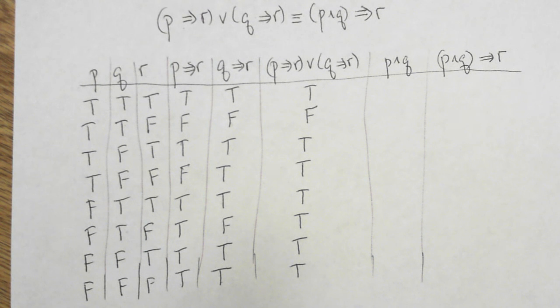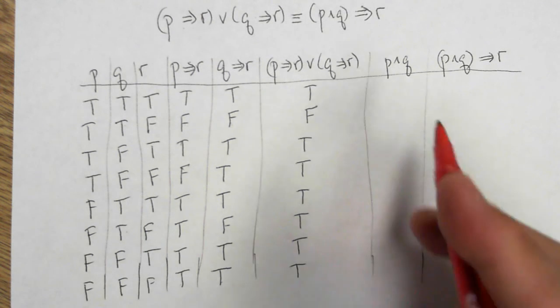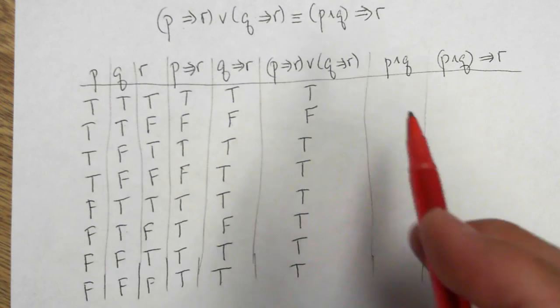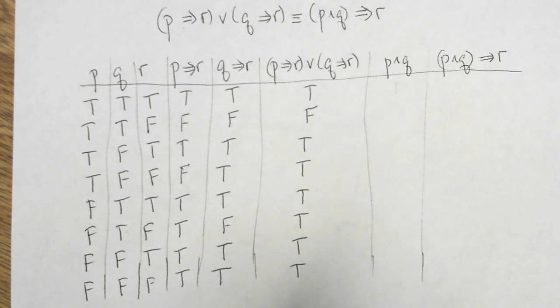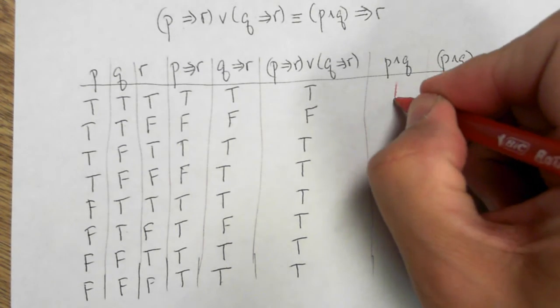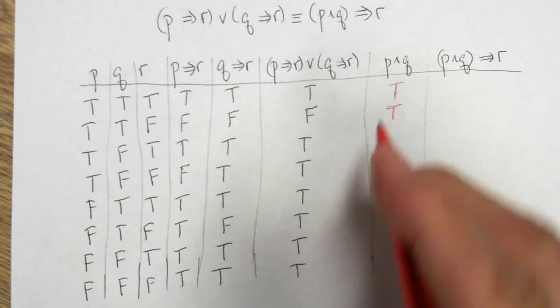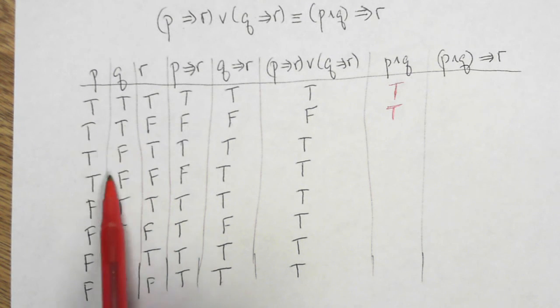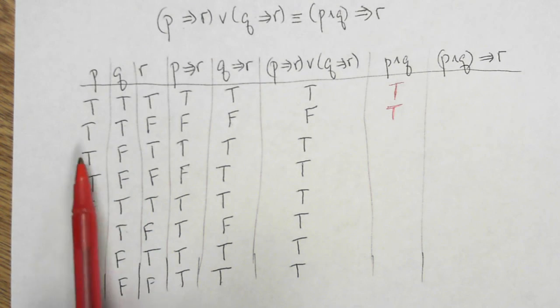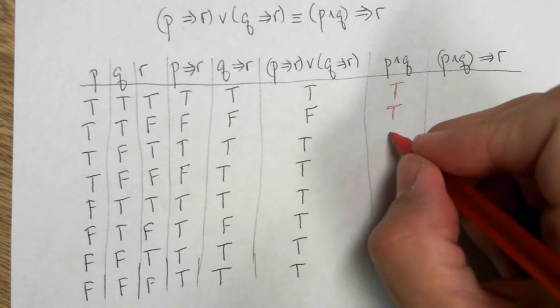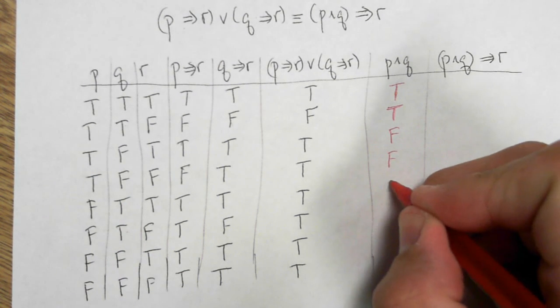Okay, next let's take a look at the right-hand side. So P and Q. That means I have to have both of these be true. So true, true. So P and Q are both true. For all of these others over here, at least one of P and Q is false, and so these are all false.